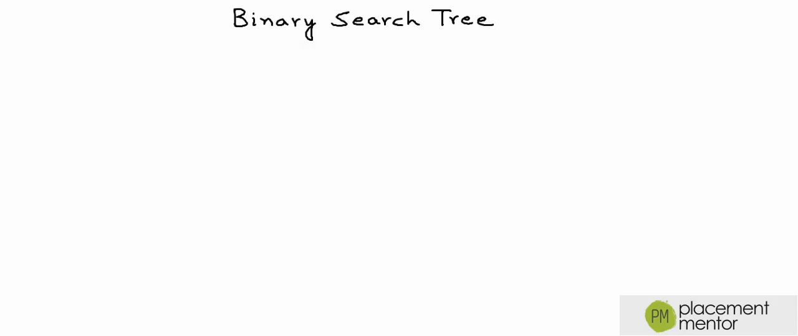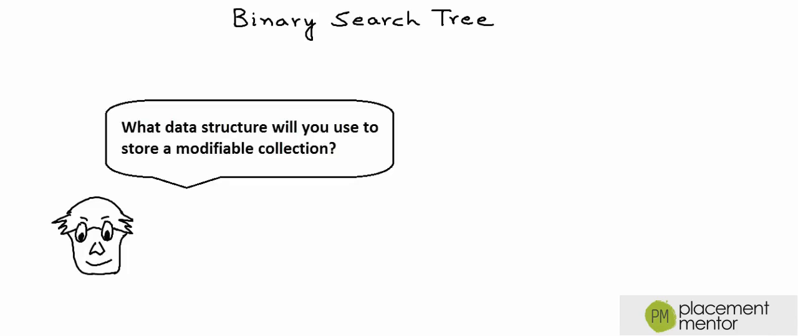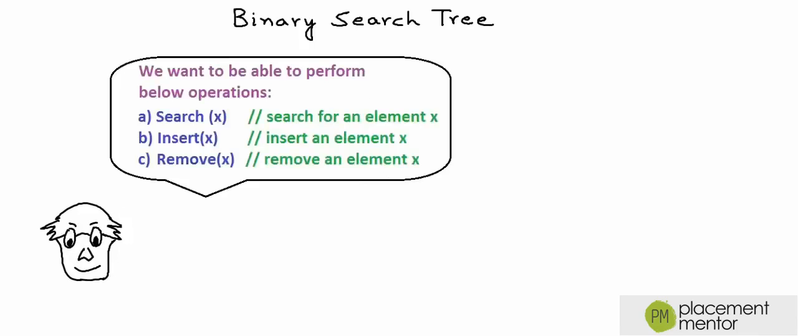But before I start talking about binary search trees, I want you to think of a problem. What data structure will you use to store a modifiable collection? So let's say you have a collection, and it can be a collection of any data type. Records in the collection can be of any type. Now you want to store this collection in computer's memory in some structure, and then you want to be able to quickly search for a record in the collection, and you also want to be able to modify the collection. You want to be able to insert an element in the collection or remove an element from the collection. So what data structure will you use?